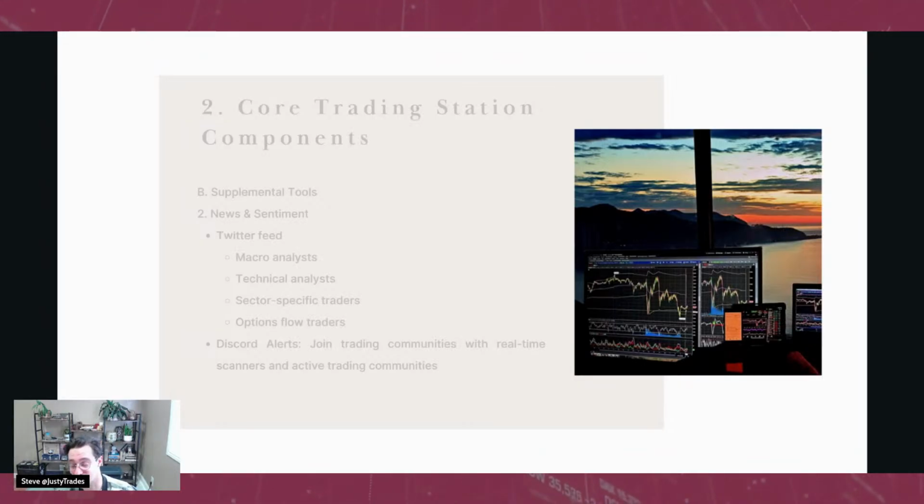So maybe this will be another webinar topic in the future, but it's really important to curate a collection of really good information, and you can even organize it in different Twitter lists. So you can have a technical analysis list, and you'll get all the tweets from the technical analysts you follow. You can have a macro analyst list, or sector specific lists, or I trade a lot of options flow, so there's a couple guys that I follow that post free information about options flow that they notice.